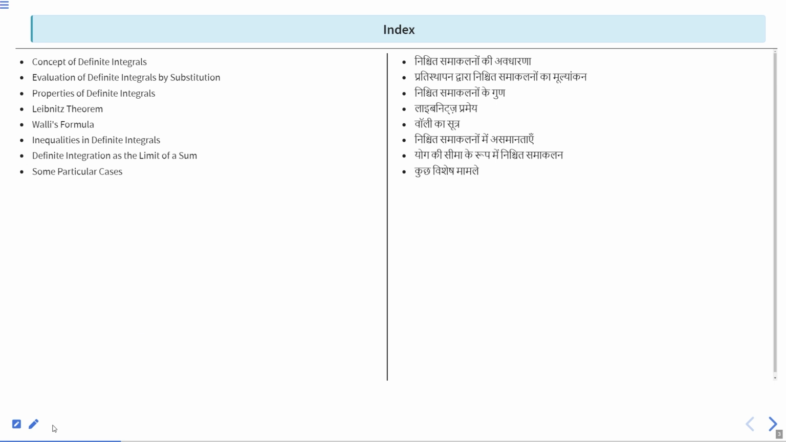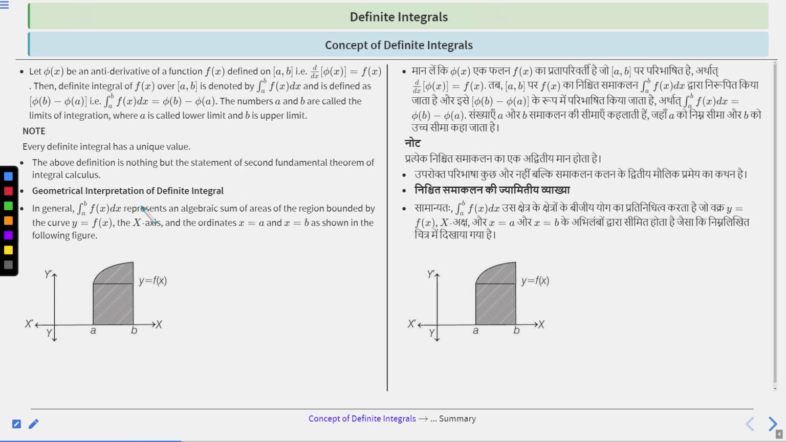So the topics that we will cover in today's lecture are the concept of definite integrals, evaluation of definite integrals by substitution, properties of definite integrals, Leibniz theorem, Wallis formula, inequalities in definite integrals. After that, we will move to definite integration as a limit of a sum, and in the last we will discuss some particular cases of definite integrals. Right. So let's start.